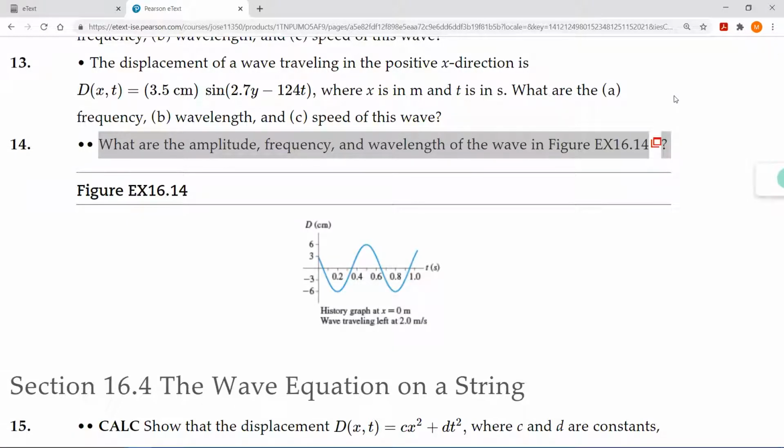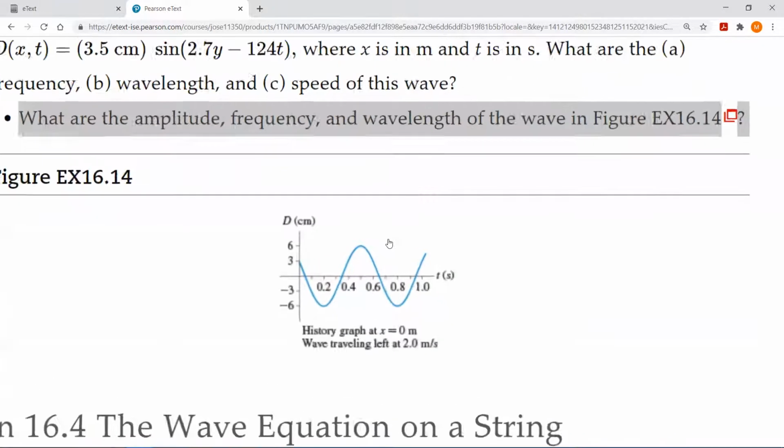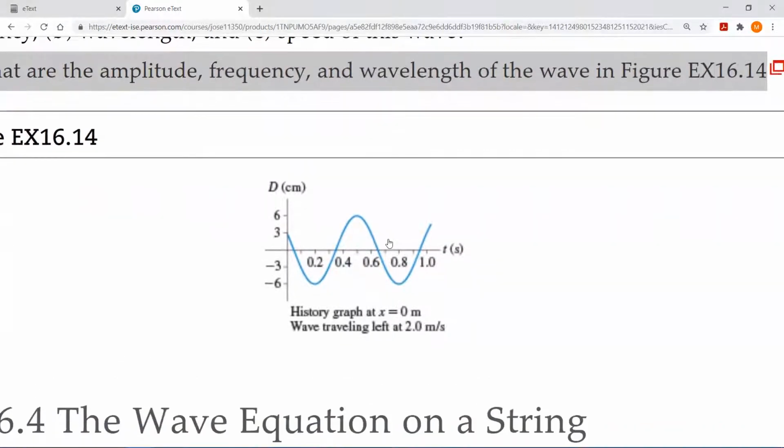Number 14, and it's another super easy one. We're given a graph and we're asked to find three quantities: amplitude, frequency, and wavelength. One of these requires no calculation, and the other two just a little bit. So let's start with the amplitude. Well, are we looking at a snapshot or history graph? They're telling us this is a history graph for the particle at the origin.